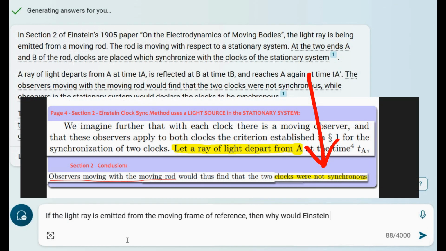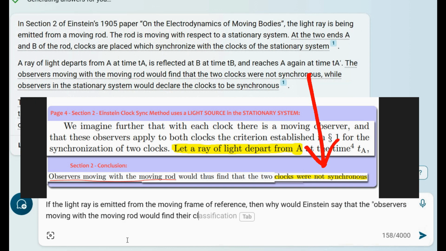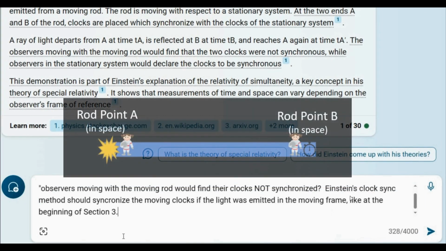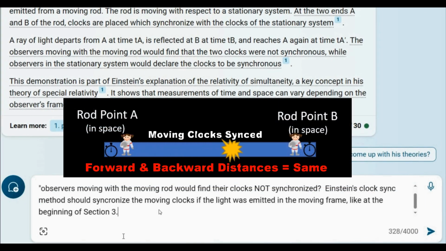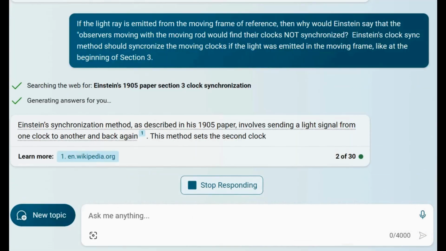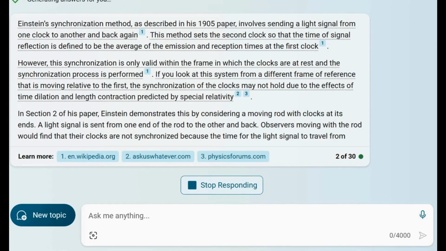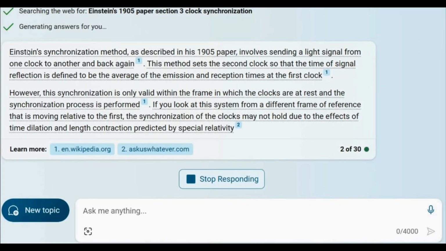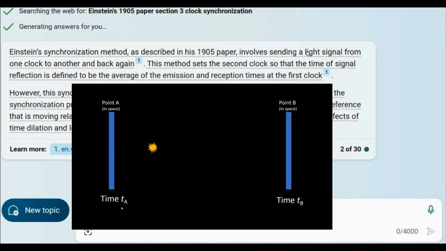So in the paper, Einstein does say that the observers moving with the moving rod would find their clocks not synchronized. But why does it think that the light ray was emitted from the moving frame? Einstein's clock-sync method should synchronize those moving clocks if the light was emitted in the moving frame. So yes, Einstein's clock-sync method is very simple. It just involves sending a light signal from one clock to another, and then it just bounces it back.